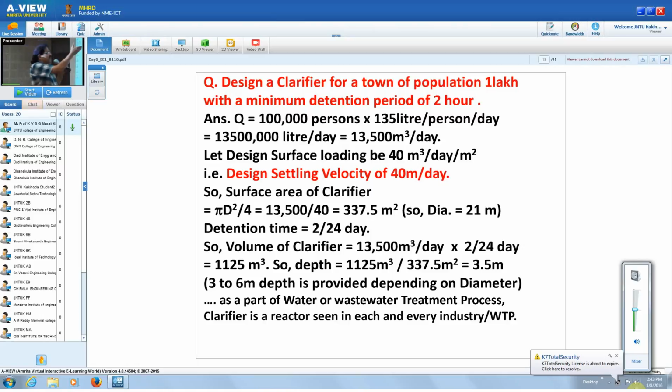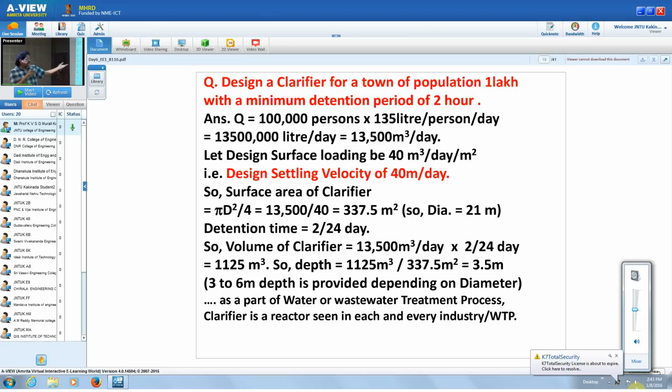Here the diameter is 21 meters, up to 40 meters. That means almost the size of this hall. For example, most of the classrooms in civil engineering are of width about 7 to 8 meters. So that forms like a scale. Based on that, you should be in a position to imagine what is the size of the clarifier. Imagination is more important than knowledge, said Einstein.